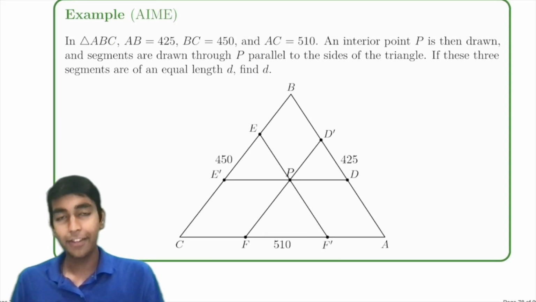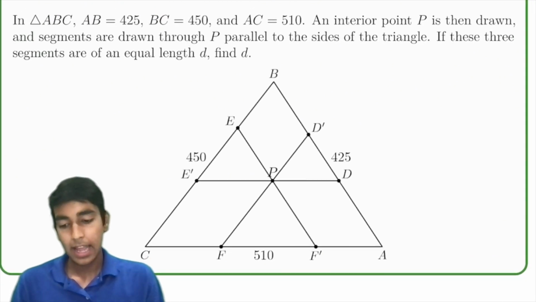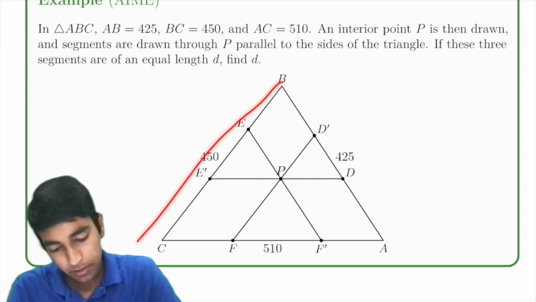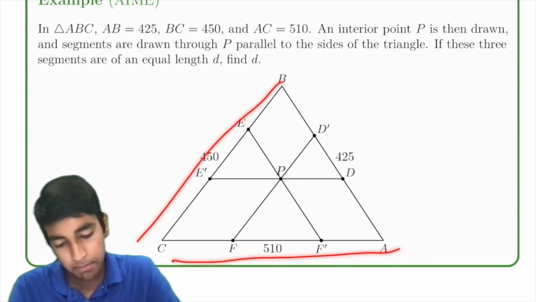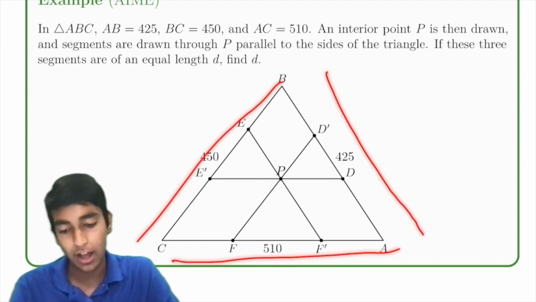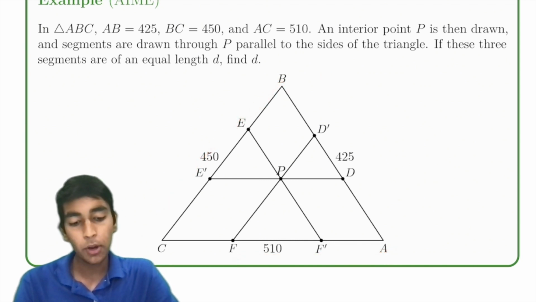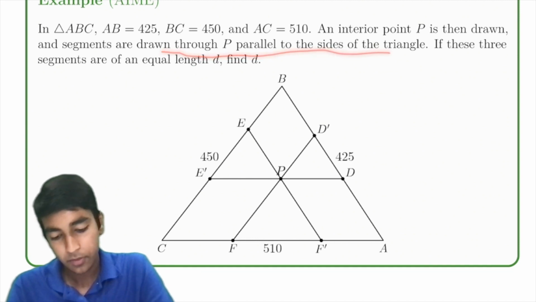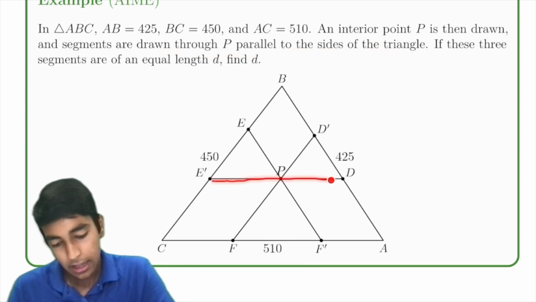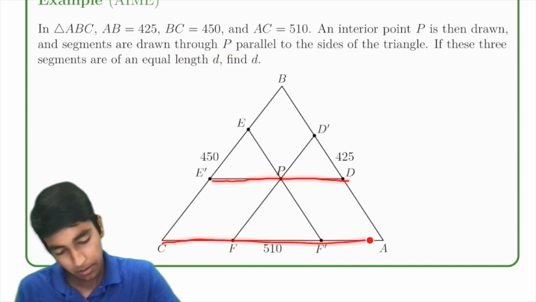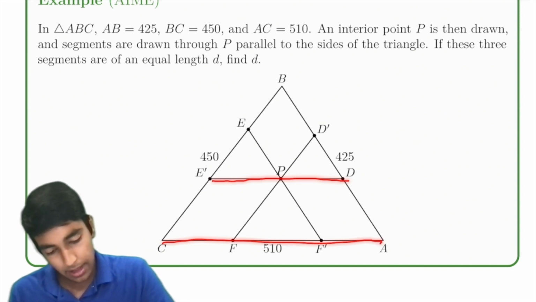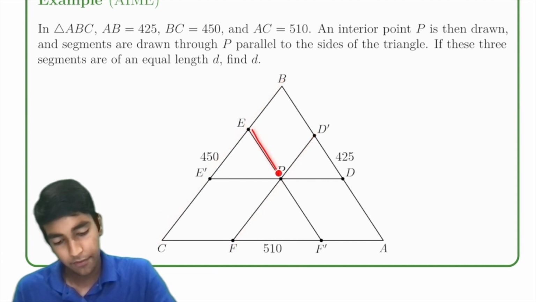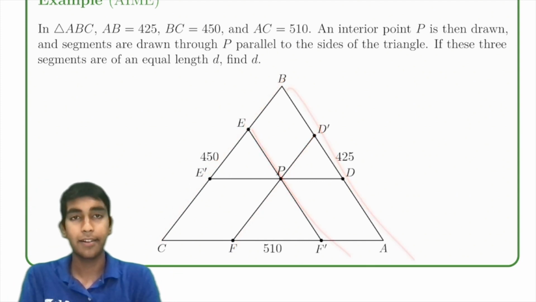Okay, let's use it to solve this tricky AMC problem. In triangle ABC, BC equals 450, AC is 510, and AB is 425. An interior point P is then drawn, and segments are drawn parallel to the sides. So this segment right here, ED, is parallel to CA. Similarly, we have FD parallel to CB, and EF parallel to BA, right?